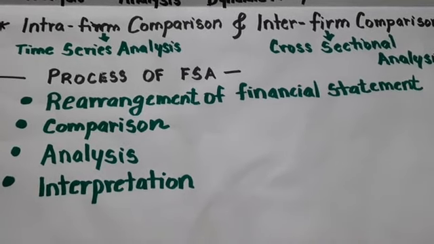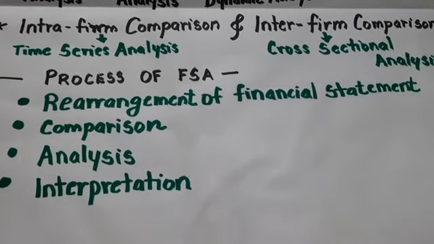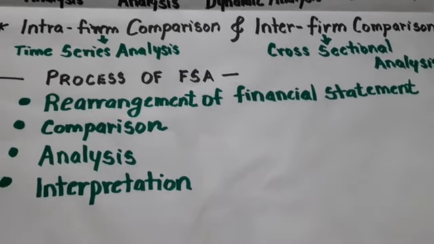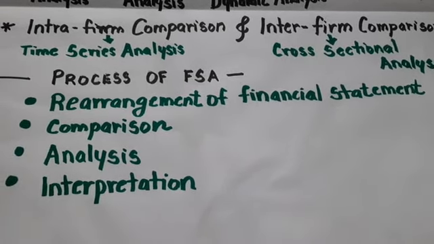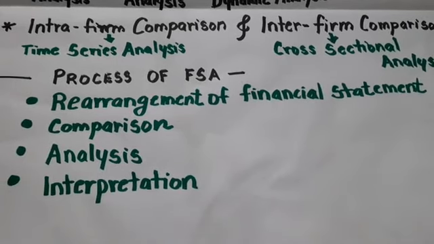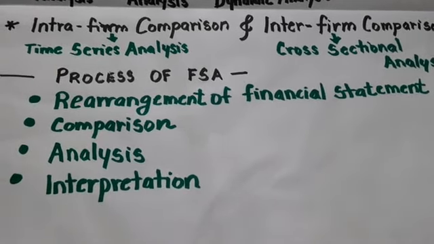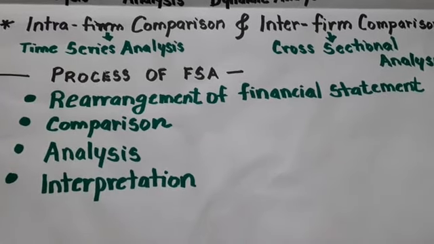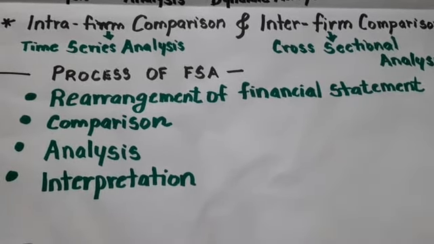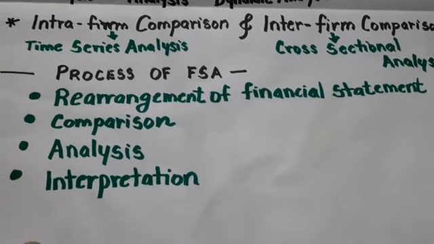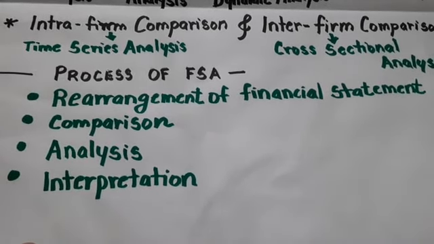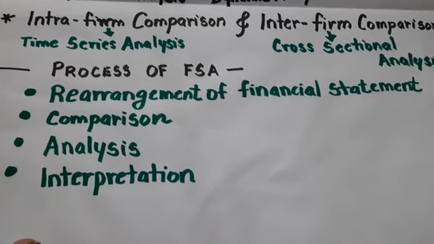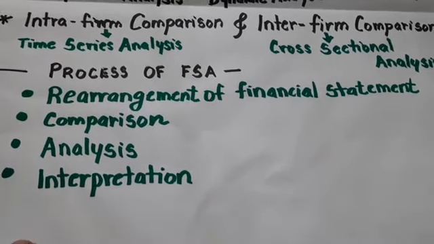Comparison, we can use any of the types, that is intra-firm comparison or inter-firm comparison. Then we have to analyze the data as per the result we got from the comparison. So analysis means in-depth study about the information. Then final step is interpretation. Interpretation means making a conclusion about the information so collected by the process.